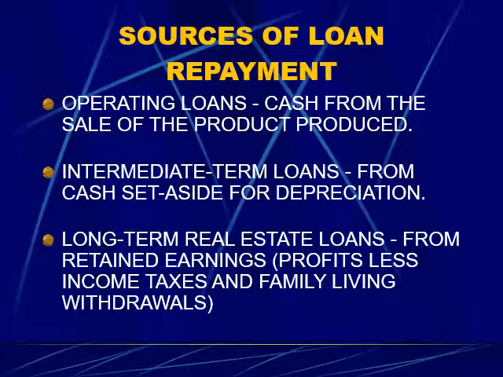So in summary, the sources of loan repayment are: operating loans from cash from the sale of the product being produced, intermediate term loans for equipment and machinery from the cash set aside for depreciation, and long-term real estate loans from retained earnings, in other words, profits less income taxes and family living withdrawals.